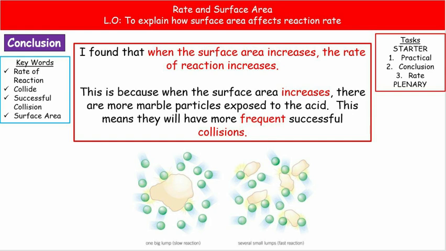And the reason for that is that when we've got a larger surface area, then there are more particles of the marble actually exposed to the acid. Look at the pictures at the bottom. You can see in the one big lump, there's only a certain amount of space that the acid can come into contact with the marble over. Whereas if we break it up into smaller pieces, then there's a much greater surface area, which means there are more marble particles exposed, and therefore there will be more frequent successful collisions. So once more, we've gone back to that phrase, more frequent successful collisions.